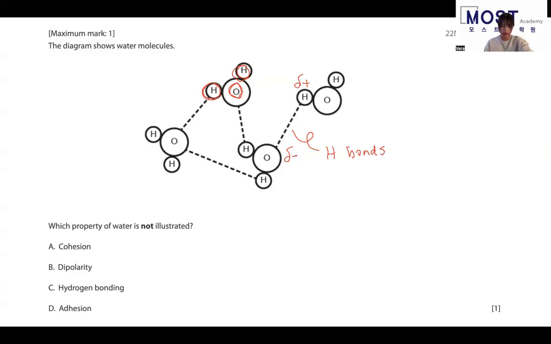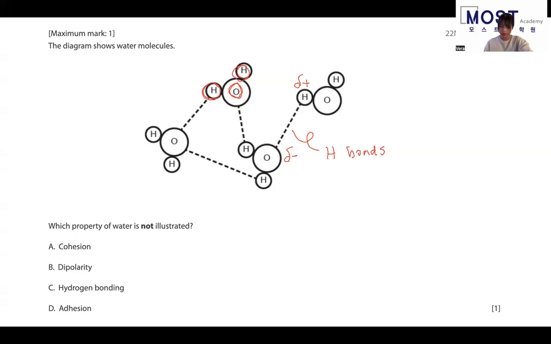So let's go through the options one by one. Option A, cohesion. Cohesion means a water molecule sticking to another water molecule. And we can see that happening here through hydrogen bonding. So we see the dashed lines, which are hydrogen bonds. So cohesion is shown.